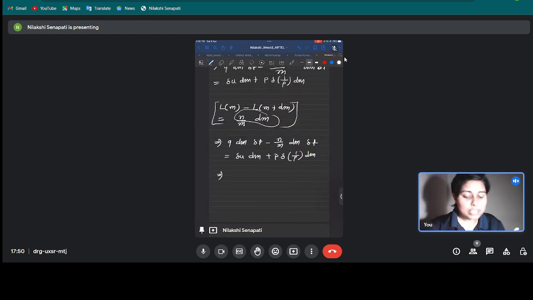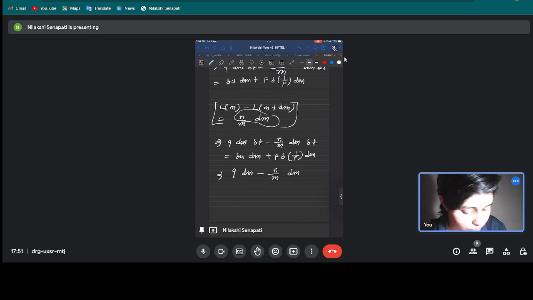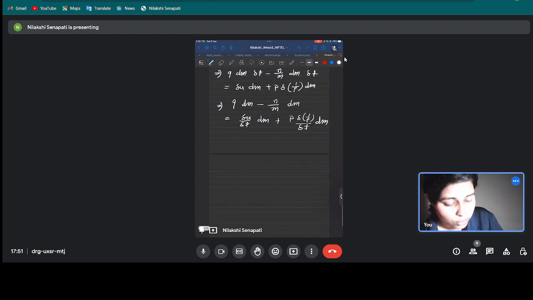Now if you divide the whole equation by delta t, then what you will get is q dm minus L by M dm equal to delta u by delta t dm plus p delta 1 by rho by delta t dm, which will give us, if I write the first term, nothing but the first derivative of u, that is u dot.